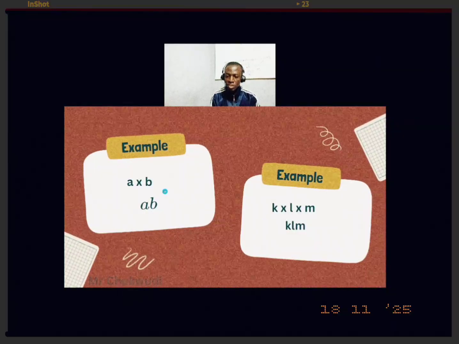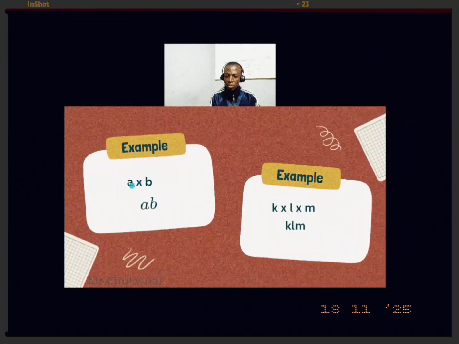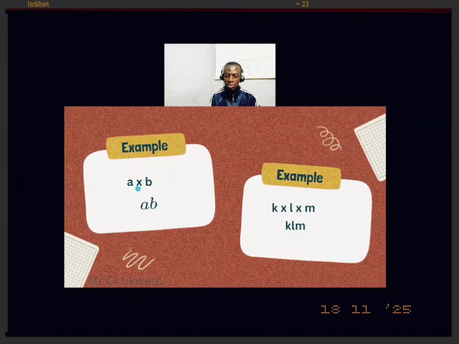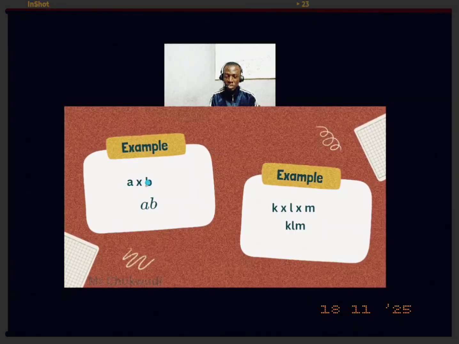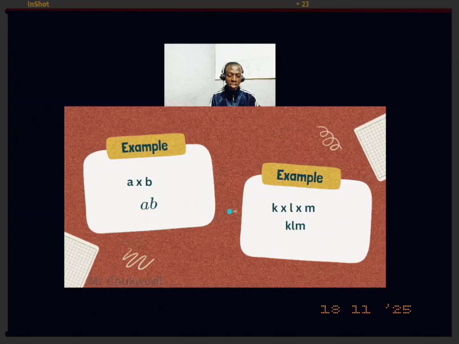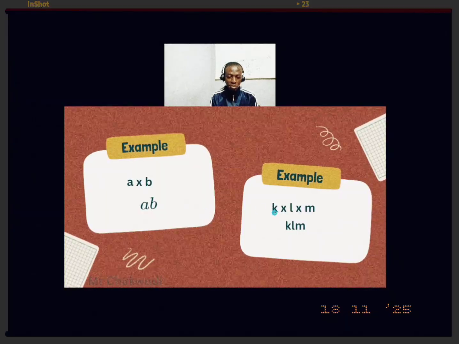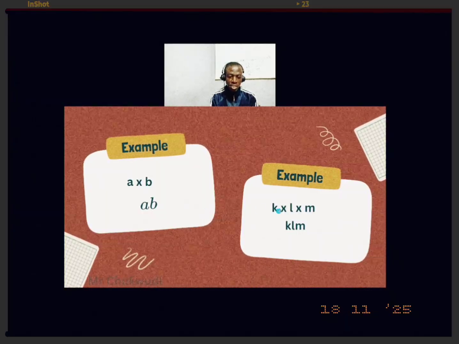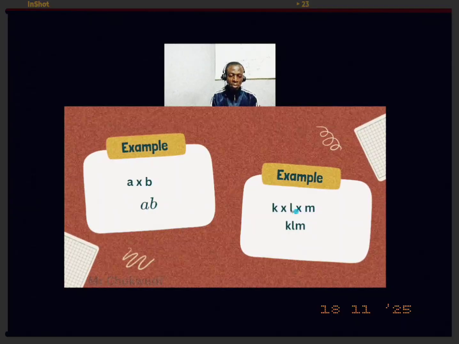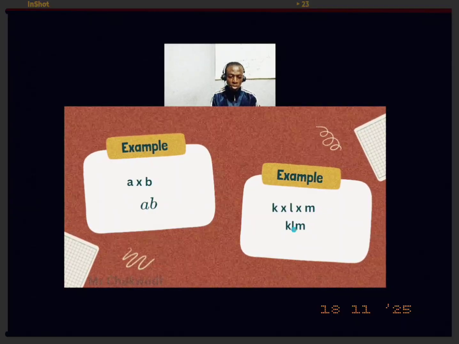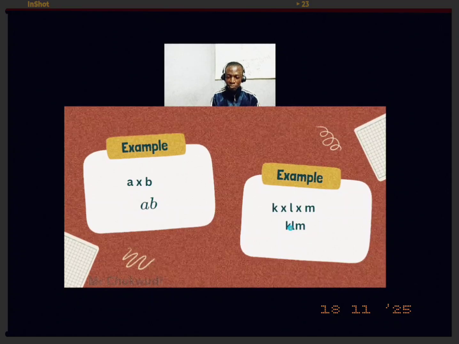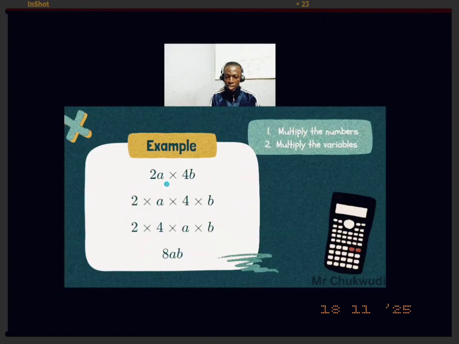Now, let's say for example you are also asked to multiply two letters. Same rule that you apply in multiplication. So a times b is going to give us ab. Same thing here, we are asked to multiply k, l and m. So k times l times m. By the time you combine them, you are going to have klm.